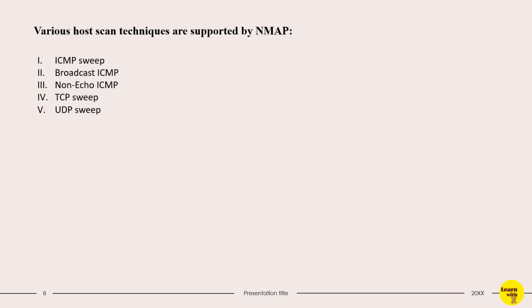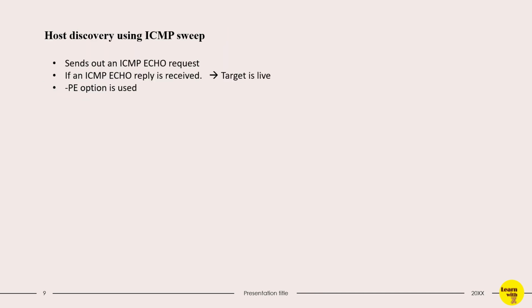We have various host scan techniques supported by nmap: the ICMP sweep, broadcast ICMP, non-echo ICMP, TCP sweep, and UDP sweep. Firstly, we are going to see the ICMP sweep. We send an ICMP echo request packet to the receiver, and if an ICMP echo reply is received, then we consider the target is up. We use the PE option in nmap to do this.